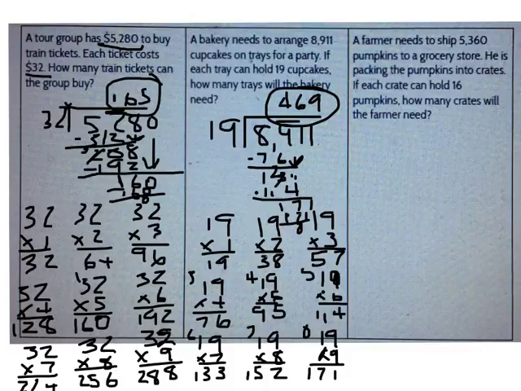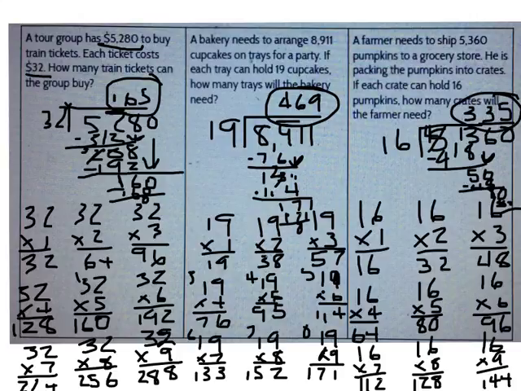Now let's do another. A farmer needs to ship 5,360 pumpkins to a grocery store. He is packing the pumpkins into crates. If each crate can hold 16 pumpkins, how many crates will the farmer need? Go ahead and solve this division problem now. Make sure you list your multiples on your paper to help you out. The answer is 335.